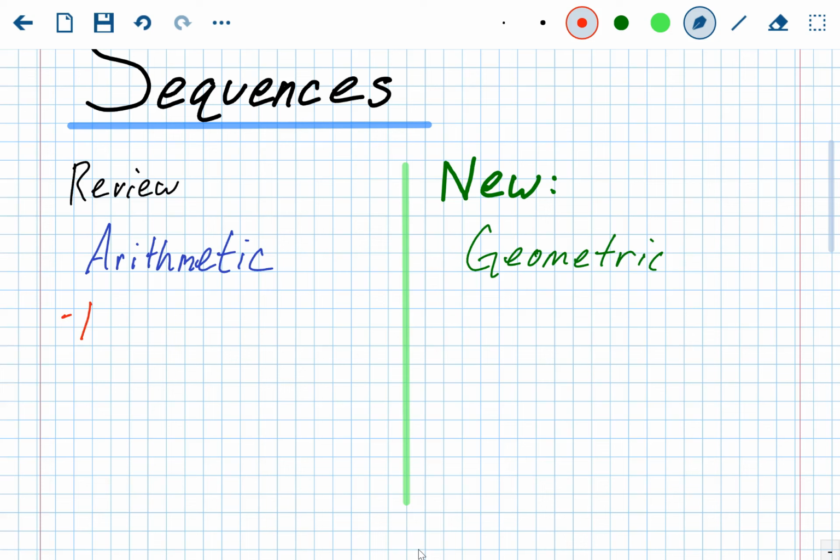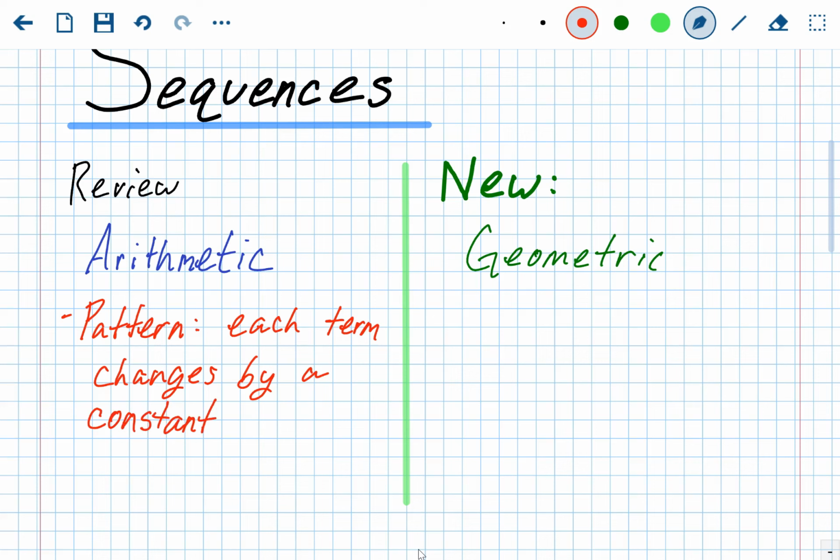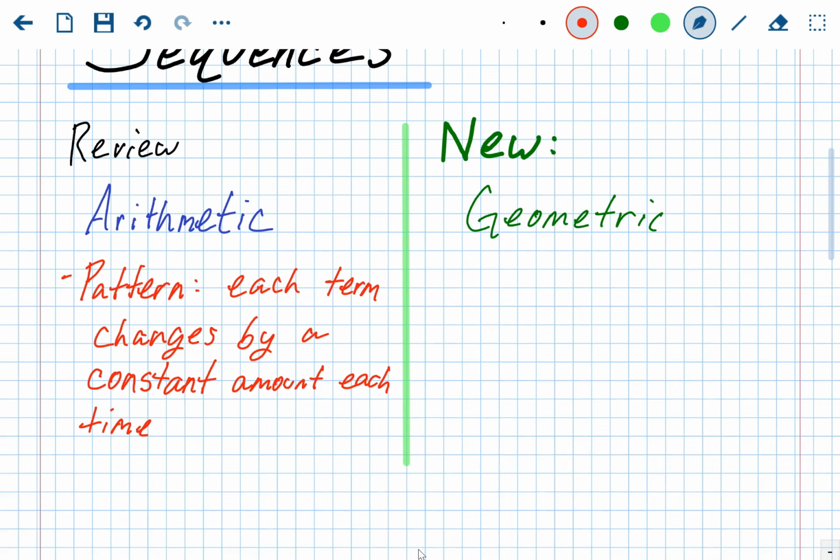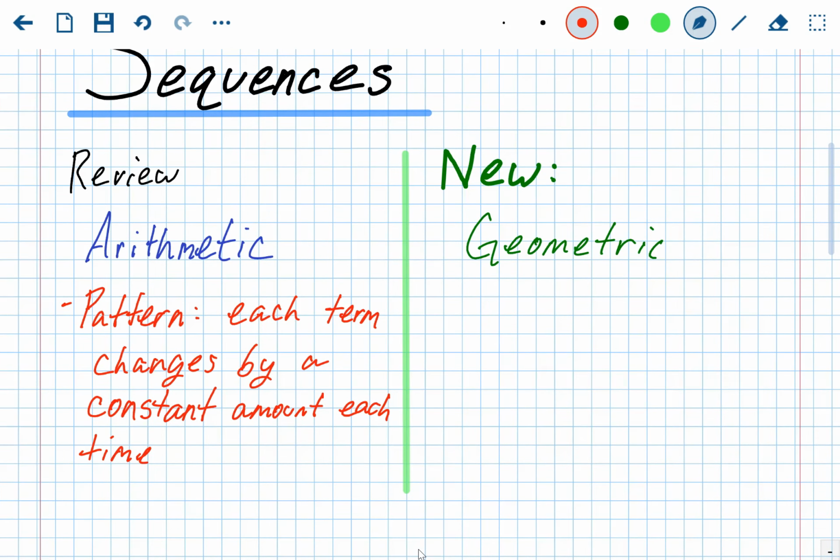The pattern of an arithmetic sequence was that each term changes by a constant amount each time. So to go from one term to the next term, you're increasing by the same constant amount each time. The easier way of thinking about that is that you're adding or subtracting the same number to get to the next term.